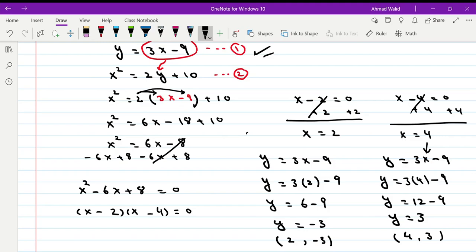Always try to check your system. It means the values that you get, 2 and negative 3, plug in the original problem in both equations and see if this answer satisfies both equations. And also check your second answer. It means plug them in the original problem in x and y and see if it satisfies the equation. Correct?